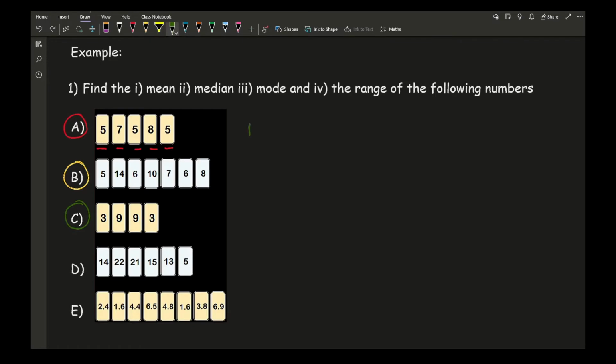So again, working out the mean, I add the numbers up, so I've got 3 plus 9 plus 9 plus 3, which is going to give me 24. And then 24 divided by 4 gives me 6.